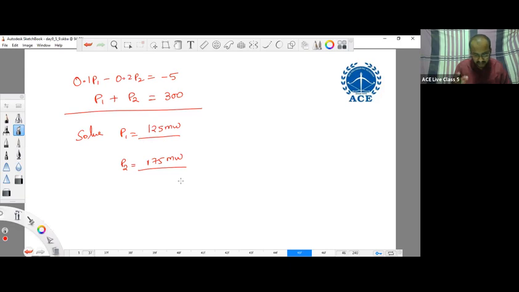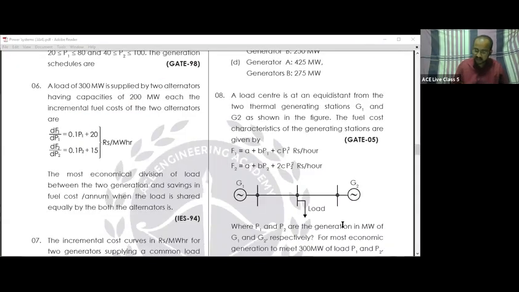So this is the problem. Now observe what is being asked. P1 is 125 megawatt and P2 is 175 megawatt. Again I am sharing that question. The first question, the most economical division of load between the two generators, has been completed. The second question asks for the saving in rupees in fuel cost when load is shared equally between the alternators. So you need to compute the fuel cost for economic operation and for equal loading, and identify the saving in rupees.